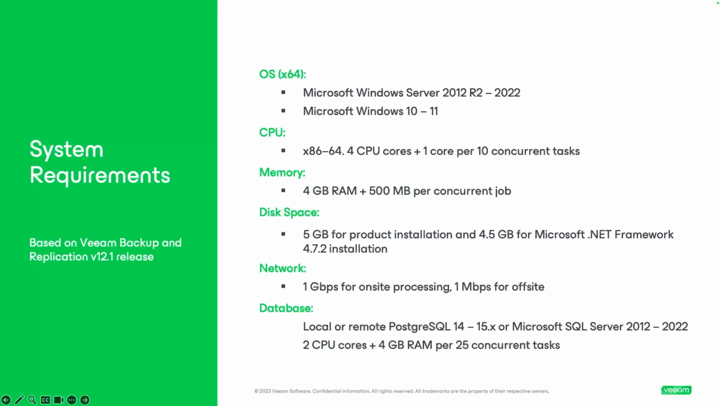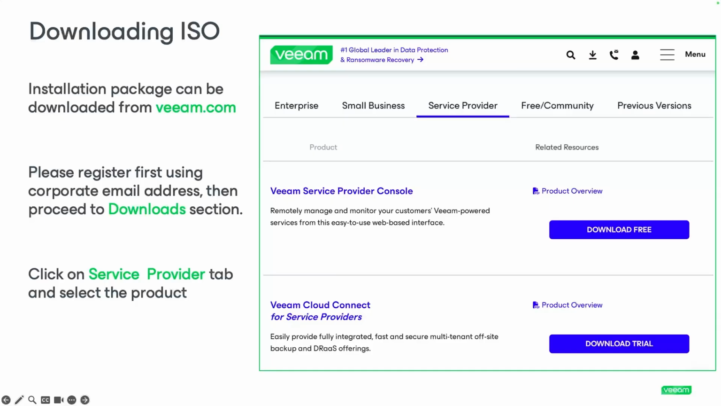In addition to that, you'll need additional 2 CPU, 4 gig of RAM for 25 concurrent tasks. So if beyond 25 concurrent tasks, the recommendation is to move to SQL Standard or above database. As to where to get the installation, you'll just need to go to Veeam.com, the Pro Partner portal, grab the download file from the Service Provider tab in the download section.